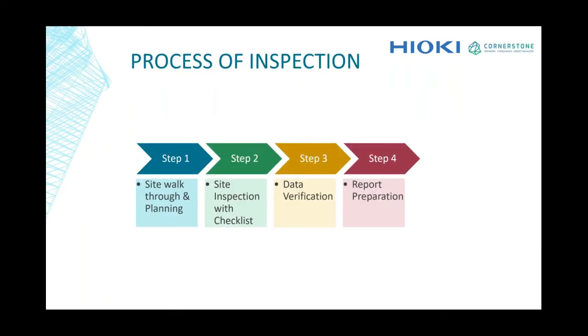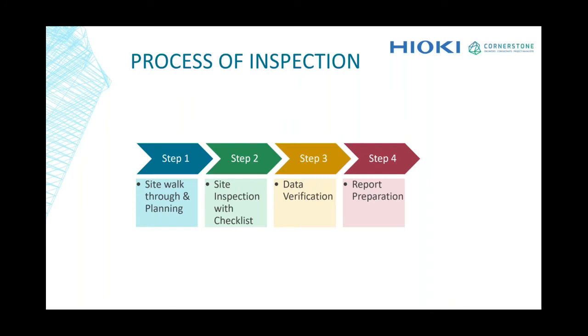And next is the process of inspection. There are 4 main steps in inspection. Step 1 is site walkthrough and planning. Actually, this is to familiarize with the facility and locations, identify the difficulties, and prepare a plan with the duration and further requirements for executing the inspection.